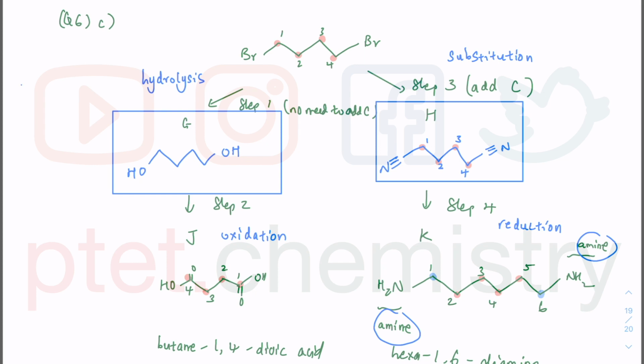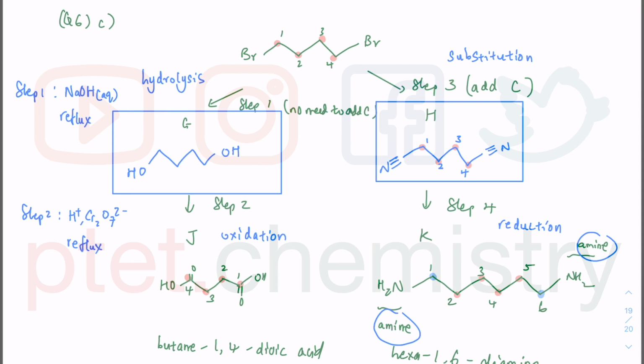So step 1 is hydrolysis. I would need NaOH aqueous, because it is done in water. That's why it's hydrolysis. They want the condition. I will also need reflux for step 1. For step 2, this is the oxidation of primary alcohol. So I would need H plus and Cr2O7 2 minus. This is called acidified dichromate(VI). And I also need a reflux condition.